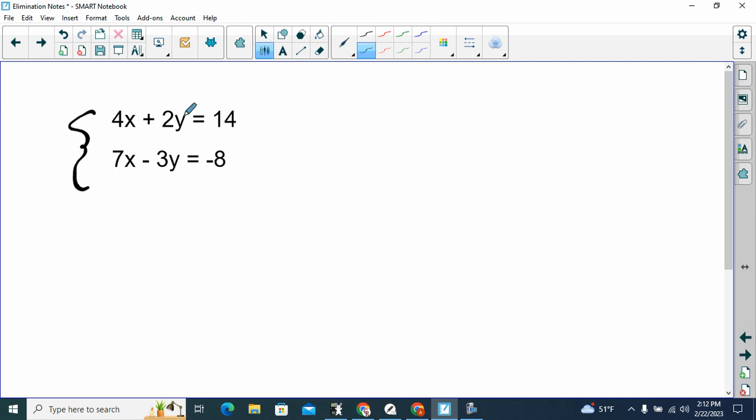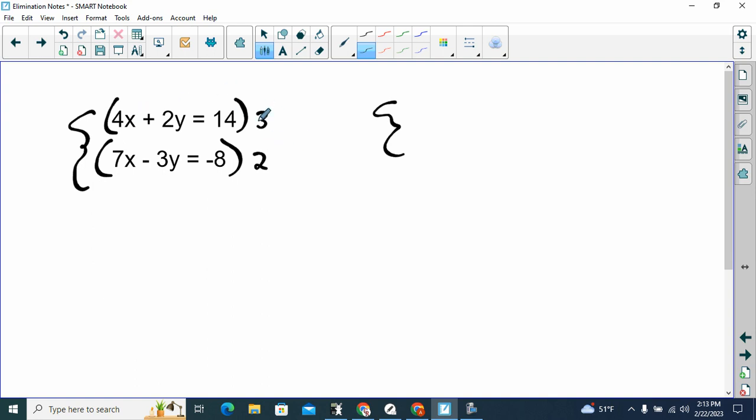So choose the x's or the y's. I think the y's, 2 and 3, are going to be easier to make the same thing than 4 and 7. And you want to think about, what can I make both of those? Well, 2 and 3 have a least common multiple of 6. I can make them both 6. I want this one to be 6y. So I need to multiply 2 times what to get 6? 2 times 3. And if this one's 6y, this one needs to be negative 6y. So I need to multiply this bottom equation by 2.